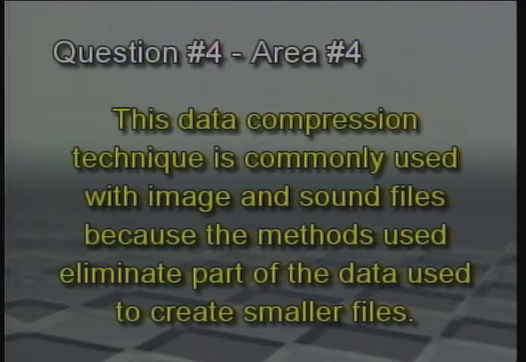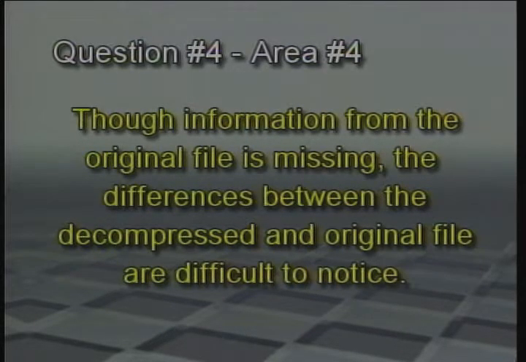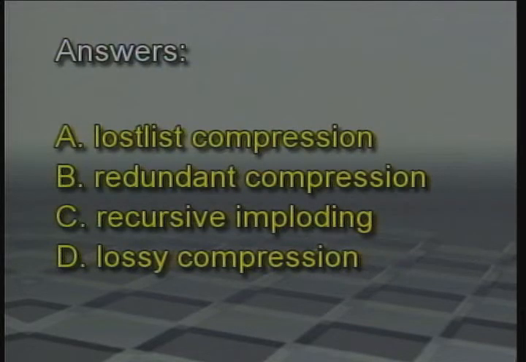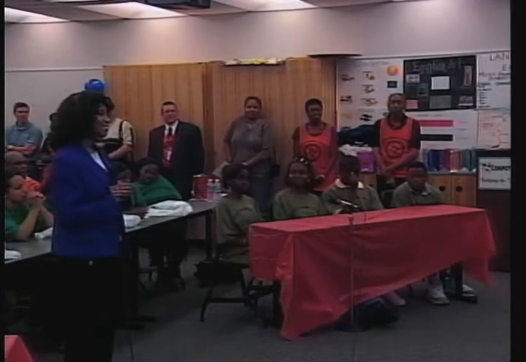Question number 4, back over to INS. This data compression technique is commonly used with image and sound files because the methods used eliminate part of the data to create smaller files. Though information from the original image is missing, the difference between the decompressed and original file are difficult to notice. Is it A, lossless compression, B, redundant compression, C, recursive imploding, or D, lossy compression? D, lossy compression. That is correct. Right.